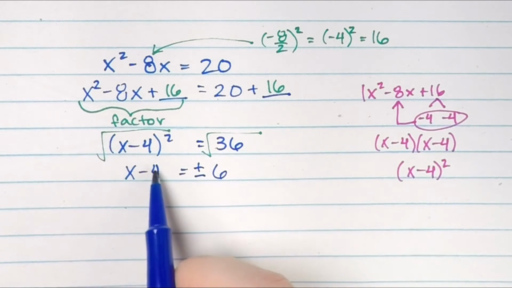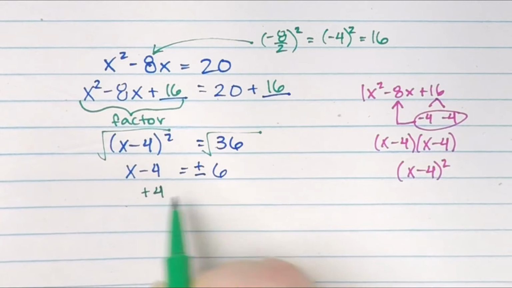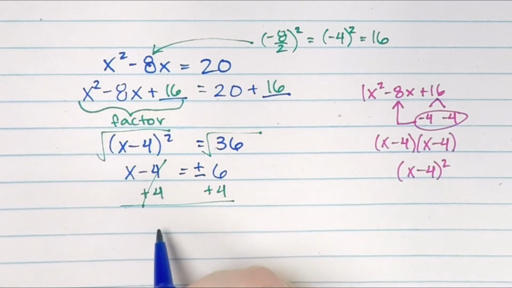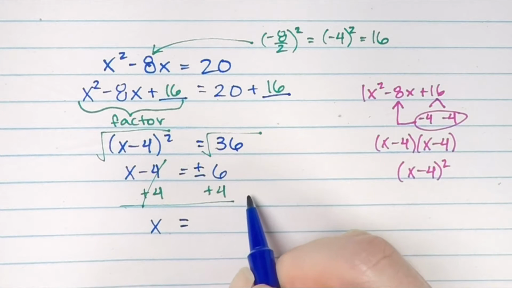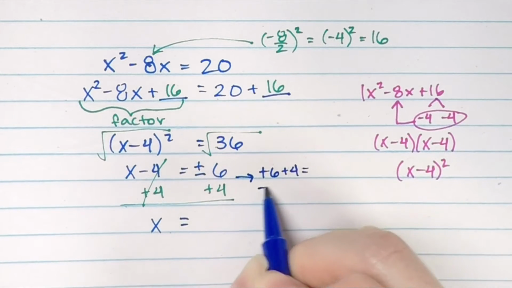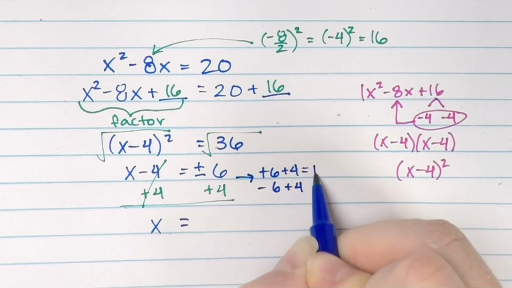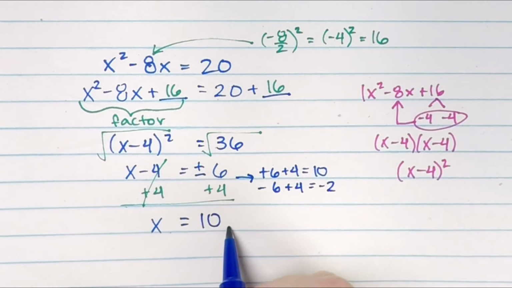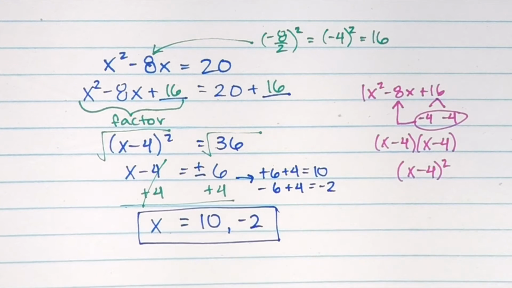And then my last step, to get this x by itself, I want to cancel out that -4, so I'm going to add 4 to both sides. So those cancel out, those add up to 0, so I'm just left with x on the left. And then on the right side, I'm going to have 2 different solutions. I'm going to have a +6, and I'm going to add 4, and then a -6, and I'm adding 4. So +6 plus 4 gives me 10, and then -6 plus 4 will give me -2. So those are my 2 solutions, +10 and -2. These are my 2 answers.